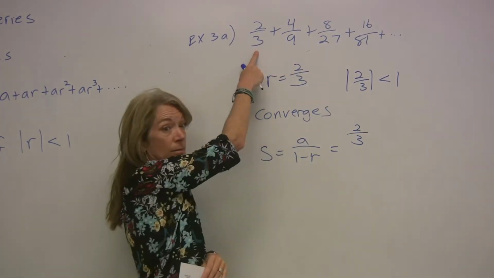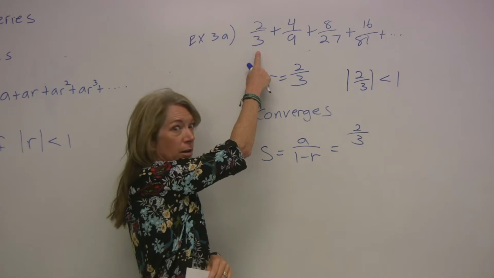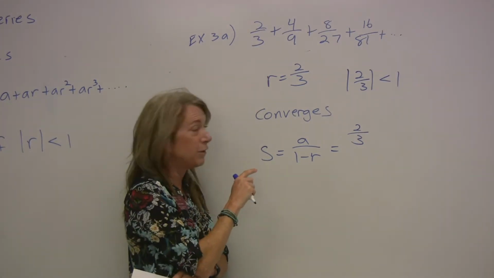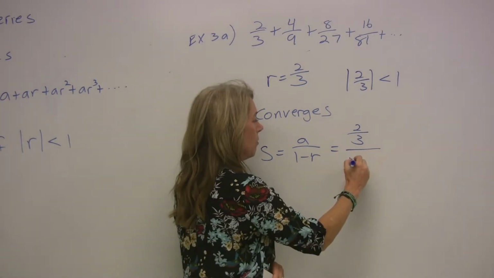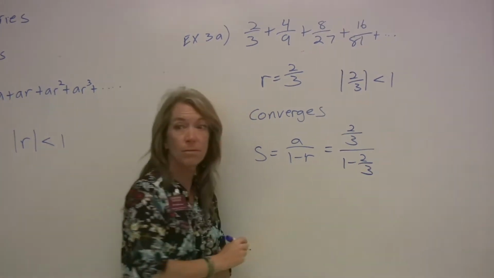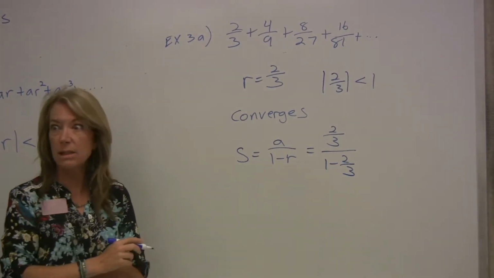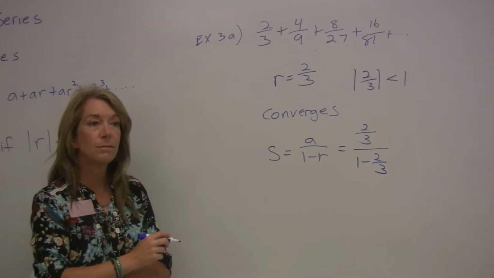That's my A. In a lot of these examples, the A and the R are the same, so be careful. A is the first term, over 1 minus R. Excuse me, I just said it backwards. 1 minus R.